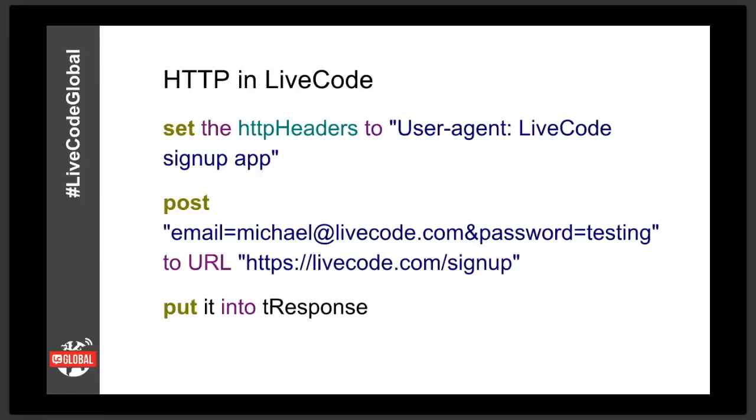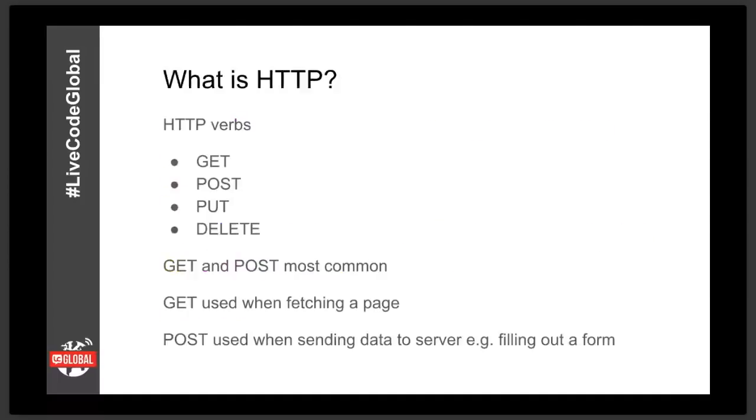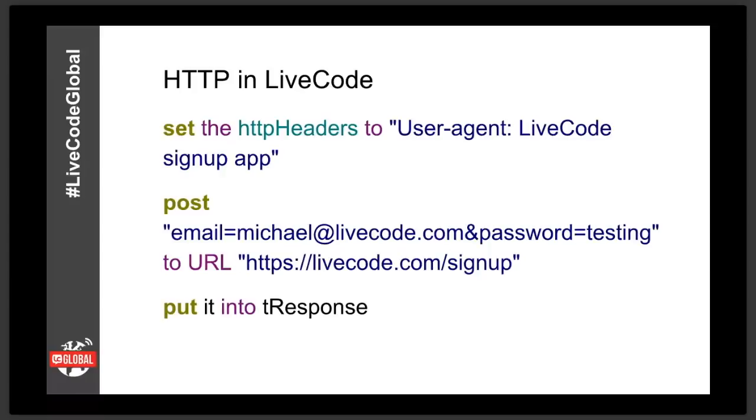Next bit is post. So you can see the second line here, post email equals michael@livecode.com, password equals testing, to URL http livecode.com sign up. So that maybe creates a new user, Michael at livecode.com with the password testing. And you notice here, the first line, set the HTTP headers. I'm telling LiveCode to use a particular header here. This is just a little bit of extra instruction to the server, livecode.com, that the user agent we're using is our LiveCode sign-up app. And the response from the server is stored in the it variable. Like when we used get previously, it's stored in it again. So that's the response of the sign-up process.